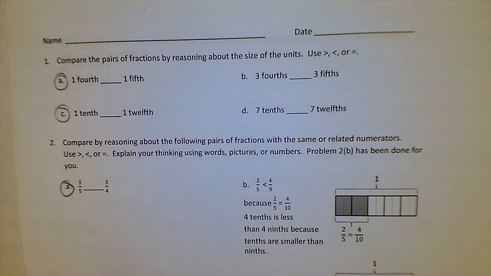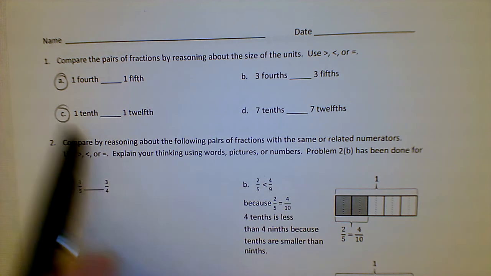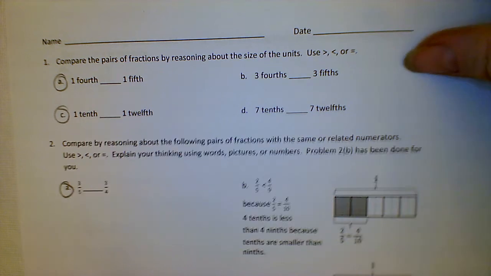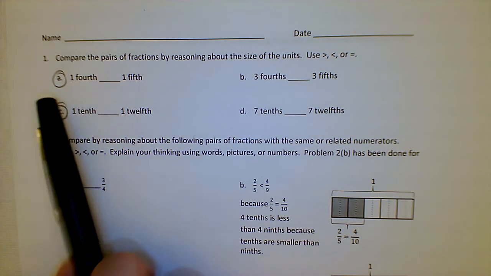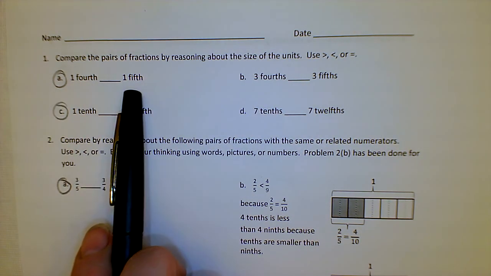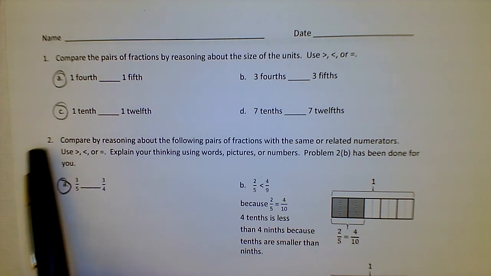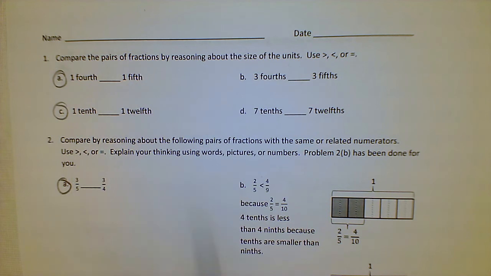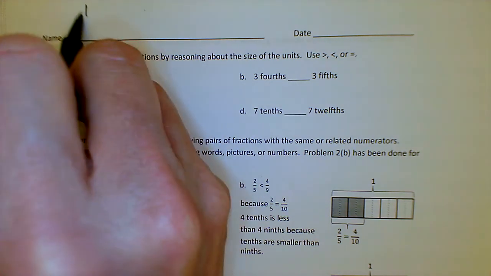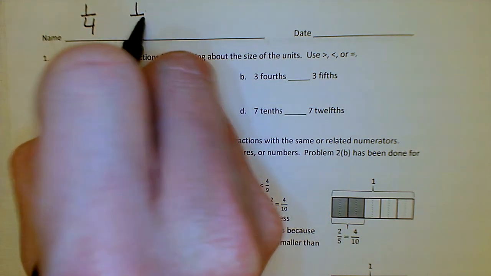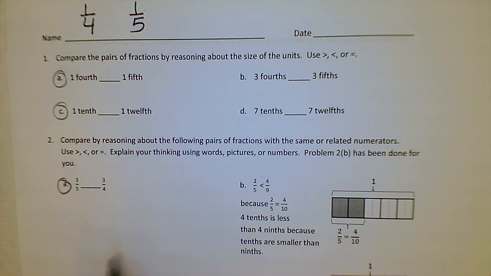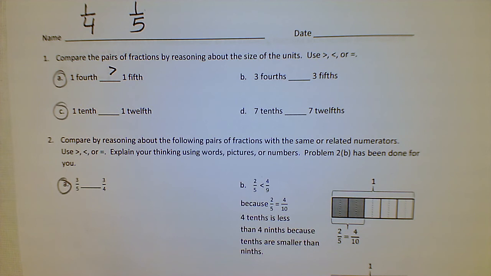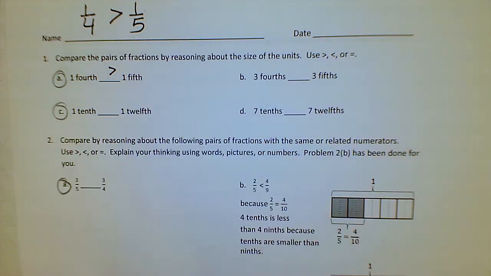We're going to go back to like when we were doing the apples in the beginning examples. So here it says, compare the pairs of fractions by reasoning about the size of the units. Use greater than, less than, or equal to. So if I see 1/4 and 1/5, think about that. A 4th is going to be a larger piece than a 5th. Remember, here's 1/4 and here's 1/5. When my denominator is smaller, it means I have larger pieces. So the alligator's going to want to eat that 4th rather than that 5th of a cake, right?